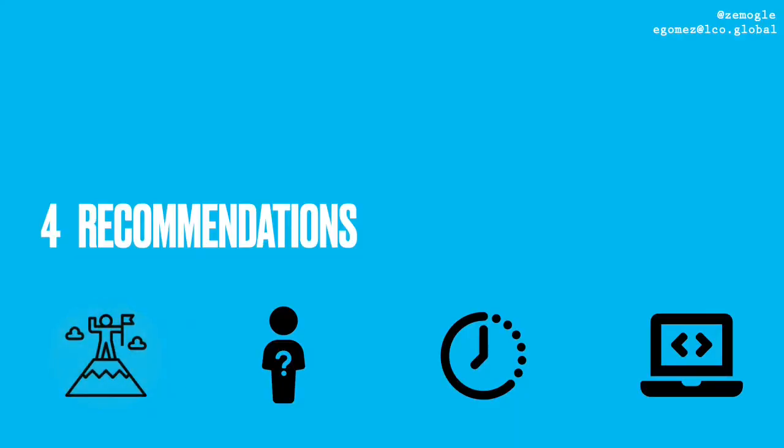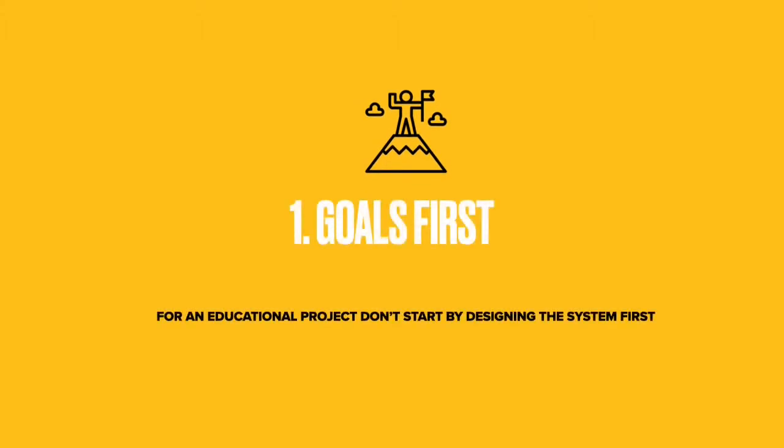So when I start a new project, there are 4 things that I consider. Goals first, who is your audience, time is precious, and think technology. Goals first, decide what you want to do and why you want to do it. For a small app, this should be only 2 or 3 goals. Keep them simple, keep them generic, and refer to them when you're going through your design phase.